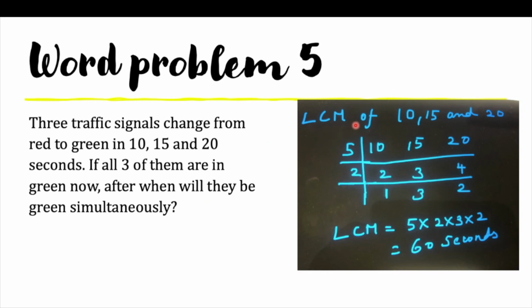Yeah, if you thought about finding the LCM, you're right, because each traffic signal would change from red to green in its multiples. So this will go in multiples of 10, this in multiples of 15, this in multiples of 20. All three of them have to turn green simultaneously, which means that we have to find the least common multiple. We find the common multiple, and we want the least one, so that we get the immediate next time that's happening. So for 10, 15, and 20, the LCM is 60 seconds. So after 1 minute, you will have them turn green again.